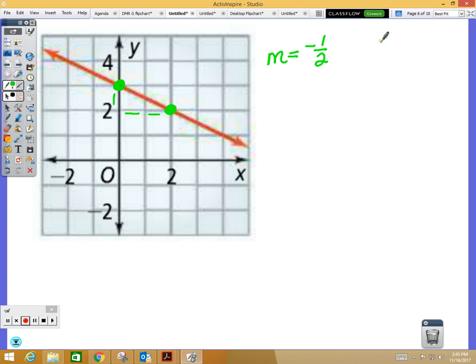Now, my y-intercept, once again, is where it's crossing the y-axis. So it is crossing the y-axis at the 1, 2, 3. Okay, so the y-intercept is 3. Alright, so now that we have the information, we're going to write our equation. So y equals negative 1/2 x plus 3. There is our equation.